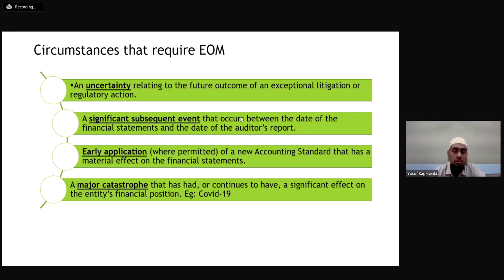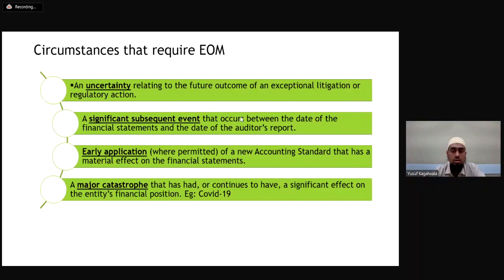A significant subsequent event that occurs between the date of the financial statements and the date of the auditor's report. So maybe there may be a fire, or some natural calamity which might have taken place, or there may be an update in the group change. The management might have changed. Certain things which might be of quite an importance or a fundamental impact, or Schedule 3, some changes have come in between. I've finalized the date of the financial statements as 31st March, and I'm reporting on 30 April.